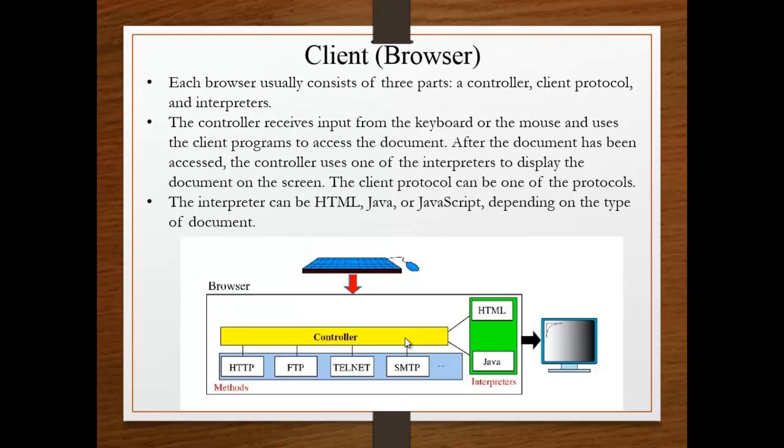And then the controller will use one of the interpreters to display the document on the screen. So the client protocol can be any one of these protocols, and the interpreter is nothing but the languages. It could be HTML, it could be JavaScript, or based on the document, it could be any file, any language. So the controller will use a protocol, access the server, get the web page, and use any of the interpreters to display the information on the screen in the user-dependent language.